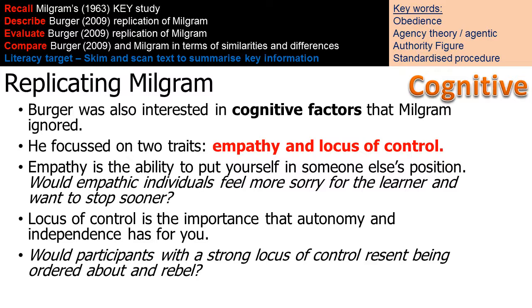Berger is also interested in factors that he says Milgram missed. Now these are cognitive factors, particularly empathy and locus of control. Now empathy is somebody's ability to put themselves in somebody else's shoes or somebody else's position, and he wants to see whether empathetic individuals would feel sorry for the learner and therefore stop sooner. Now, locus of control, if you've got a high locus of control, then you resent being ordered about and you're much more likely to rebel, or that's what Berger thought and that's what he wanted to test.